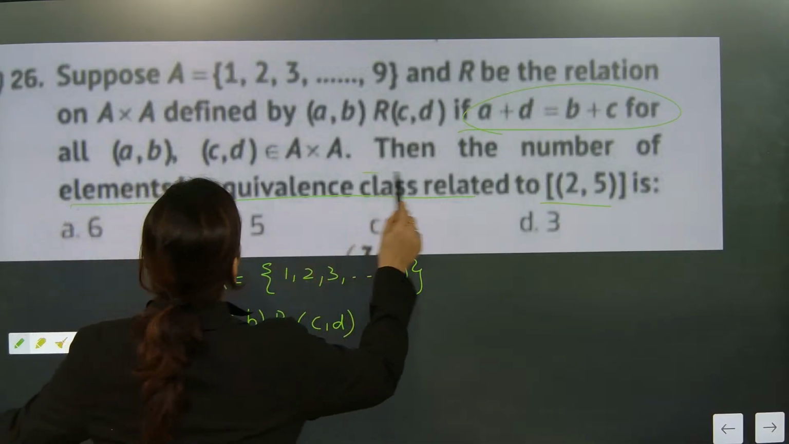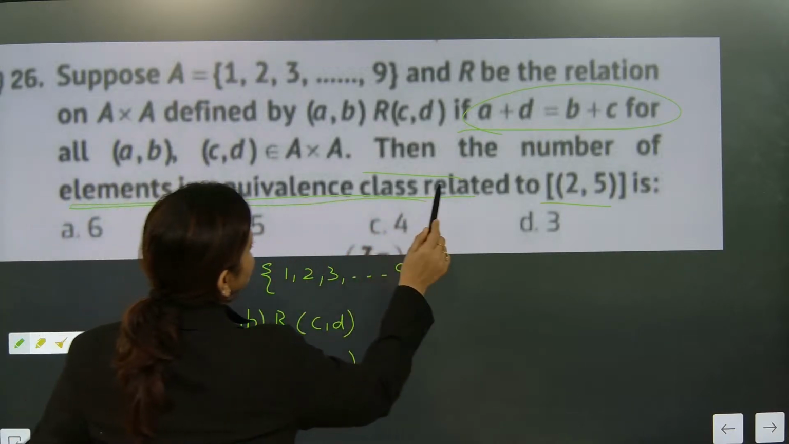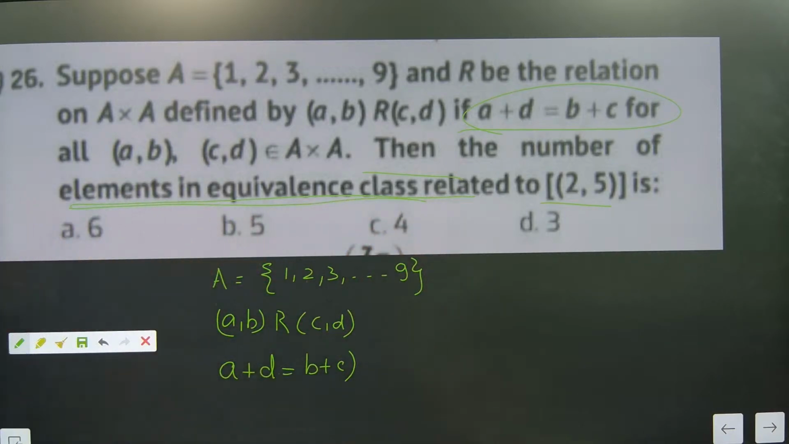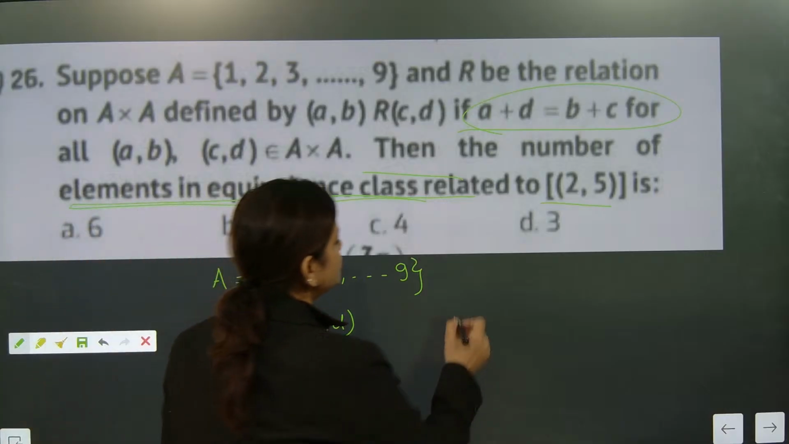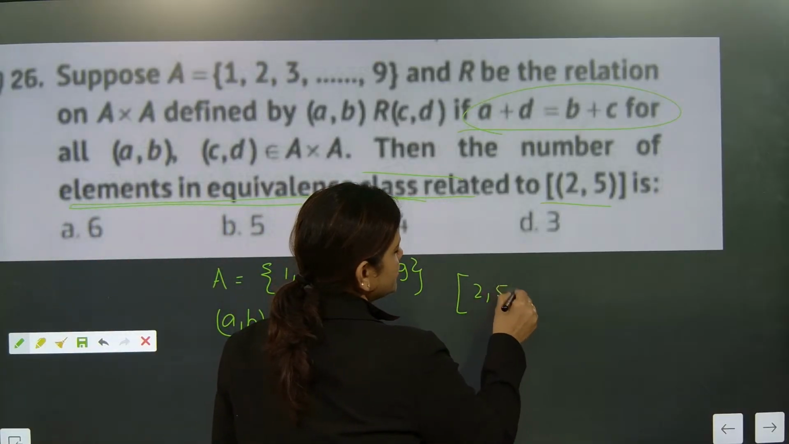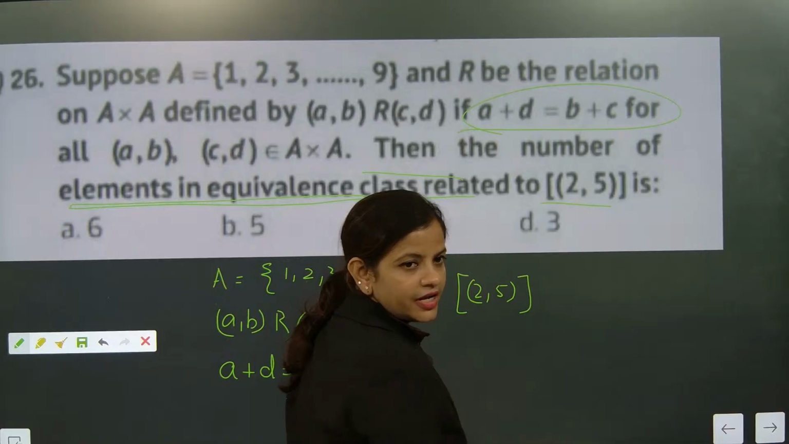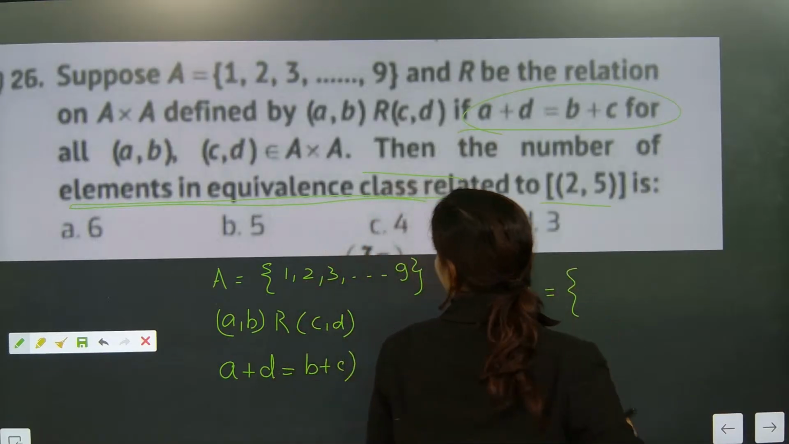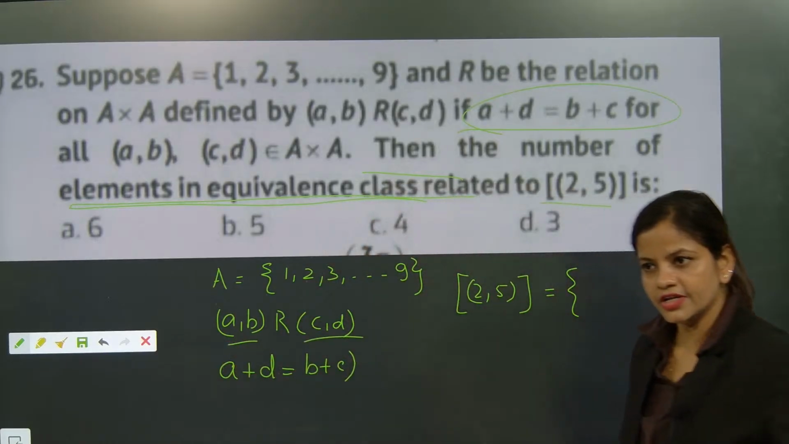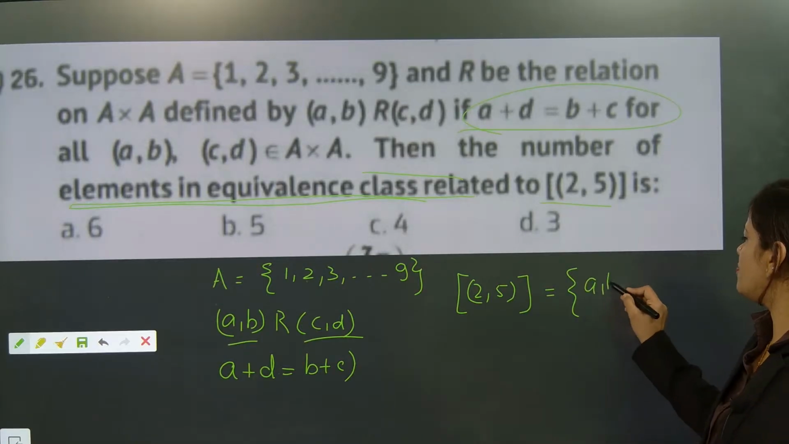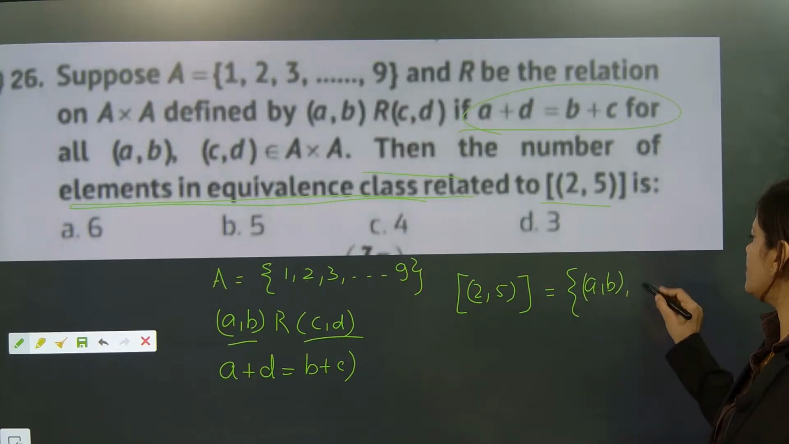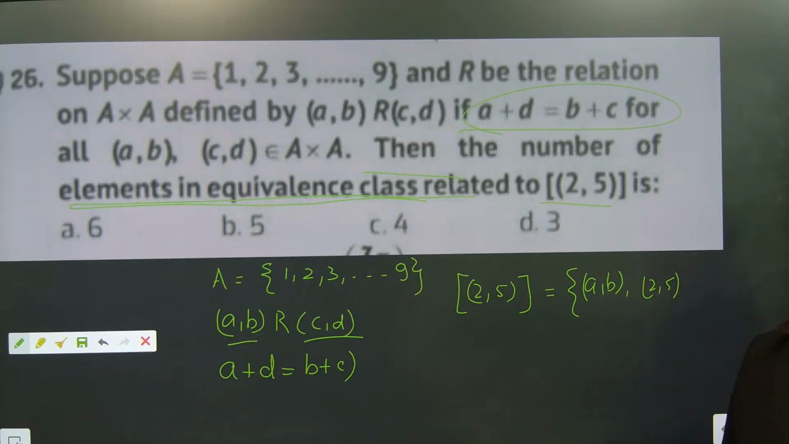Then they are telling that the number of elements in the equivalence class is related to 2, 5. So here the equivalence class is given. Here the relation is having this and this. So that means A comma B you leave, and the other element will become 2, 5. Instead of C, what is there? 2. Instead of D, what will be there? 5. Correct? So now this situation will be there.